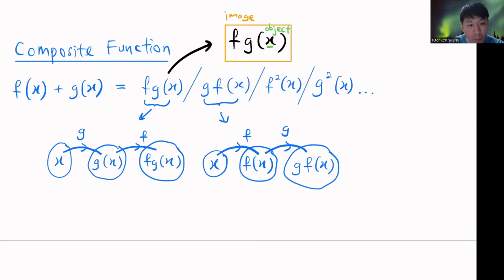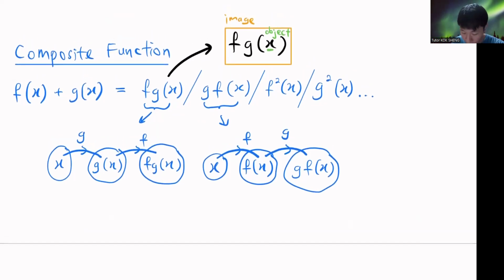Now the composite function is actually similar. Object again x, and this whole thing is the image. But there's one more way to see the object and image. It can be like this also. This is the object, I use the same color. This is the object, and this is the image.